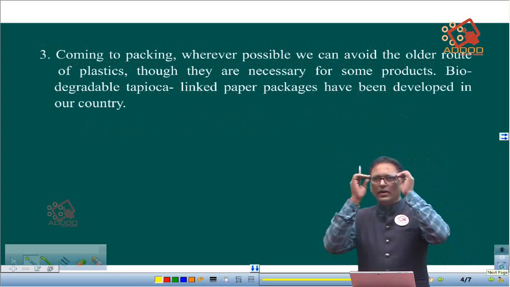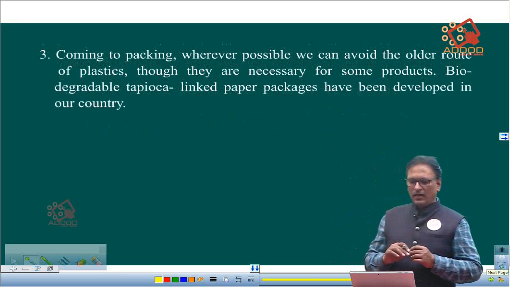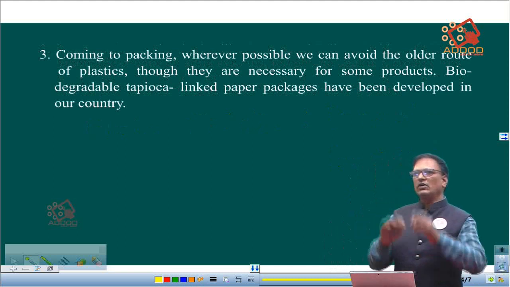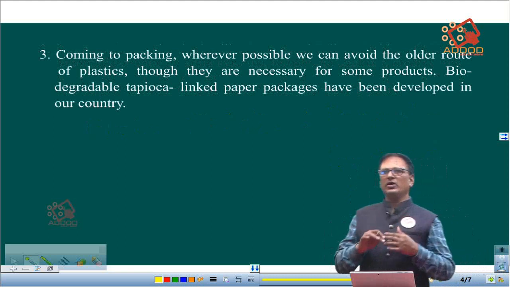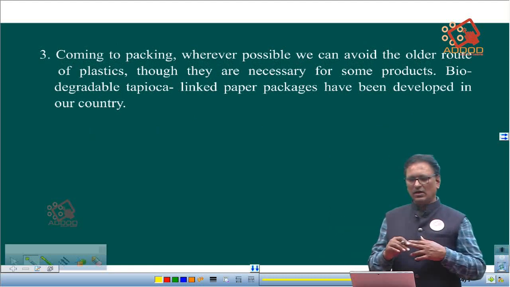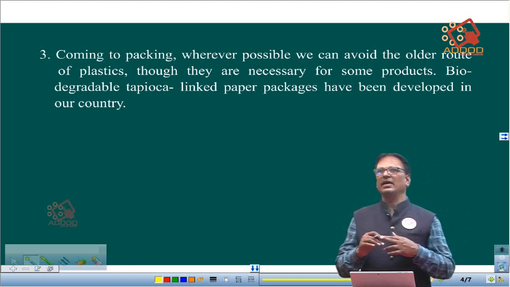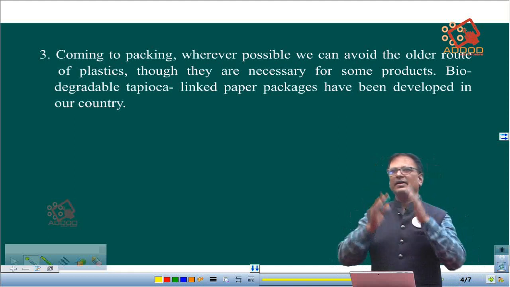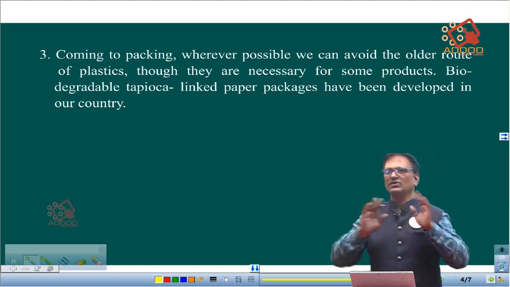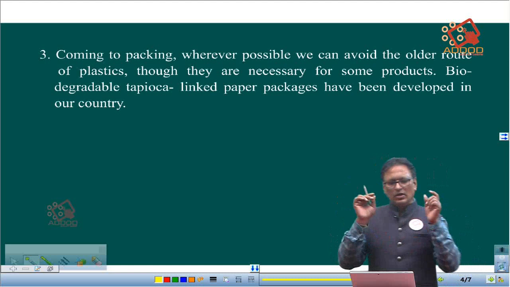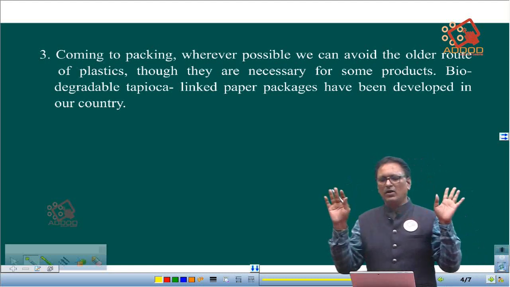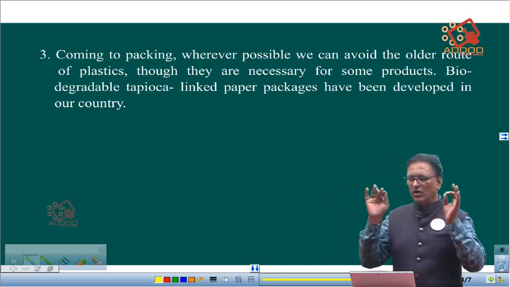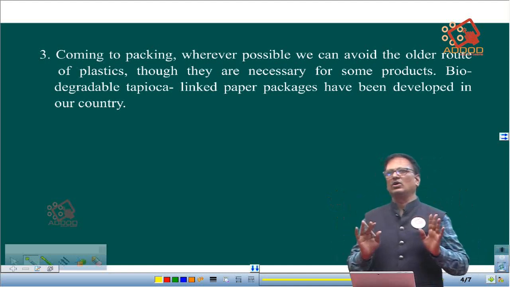Now, the third annotation is coming to packing. Now, the very introduction is about packing. The moment you read these beginning words, coming to packing, you have got clarity about what this annotation is. Okay? So, coming to packing, wherever possible, we can avoid the older route of plastics.